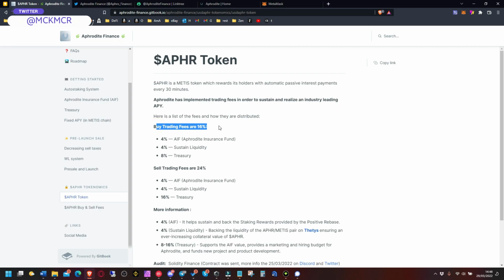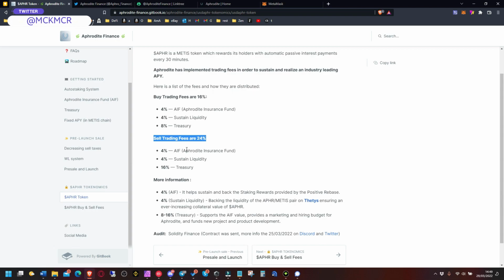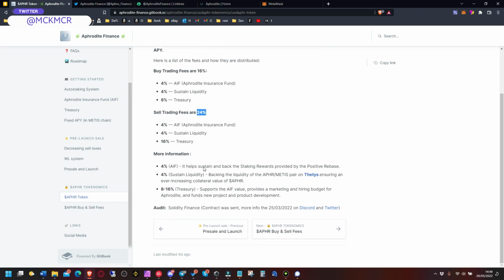So yeah, the trading fees are 16% every time you buy, so you have to set the slippage higher to 16%, and when you sell it's 24. That's quite high. Yeah, that's what I see. It was 31% at the start, and then every day drops 1%, 7 days drops to 24, and that's it. It's quite high compared to other protocols, but I don't mind seeing it that high, because obviously that will help people hold the coin for longer, and we'll see how that works out in the long term.